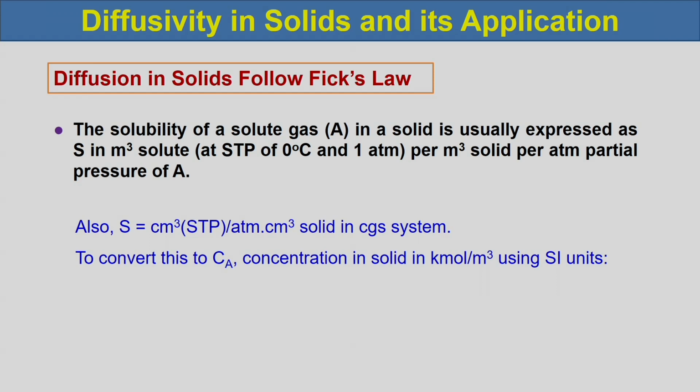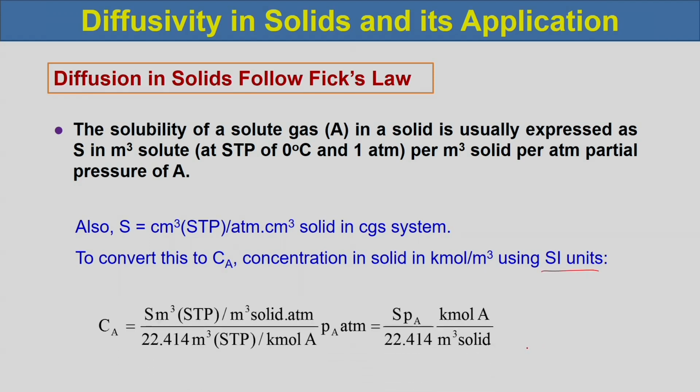To convert this to Ca, that is concentration in solid in kilomole per meter cube using SI units, we can write Ca would be equal to S meter cube STP divided by the meter cube solid into atmosphere, divided by 22.414 meter cube STP divided by kilomole of A, into Pa atmosphere, the partial pressure of component A. So, it would be S into Pa by 22.414 kilomole of A divided by the meter cube of solid.